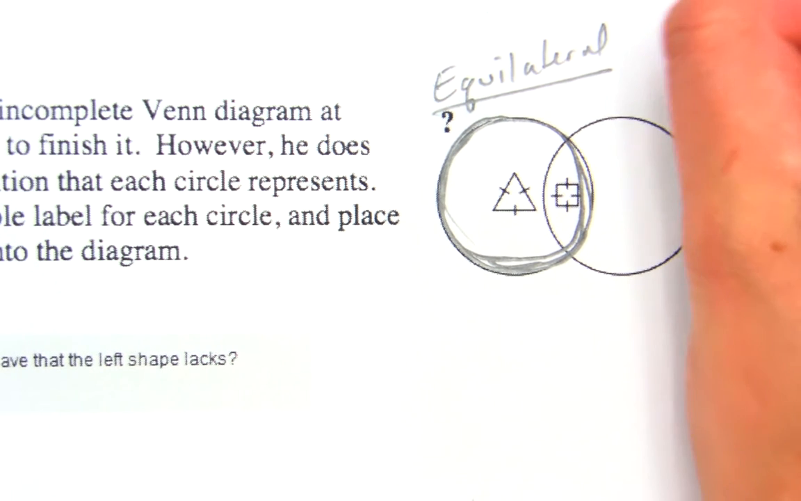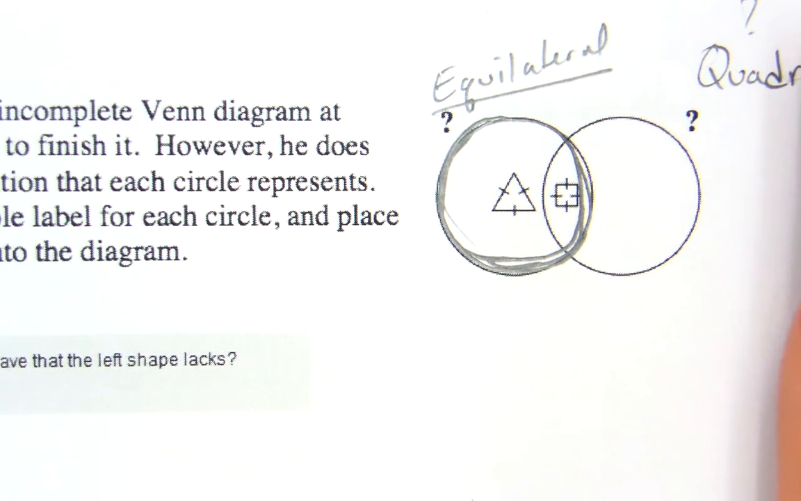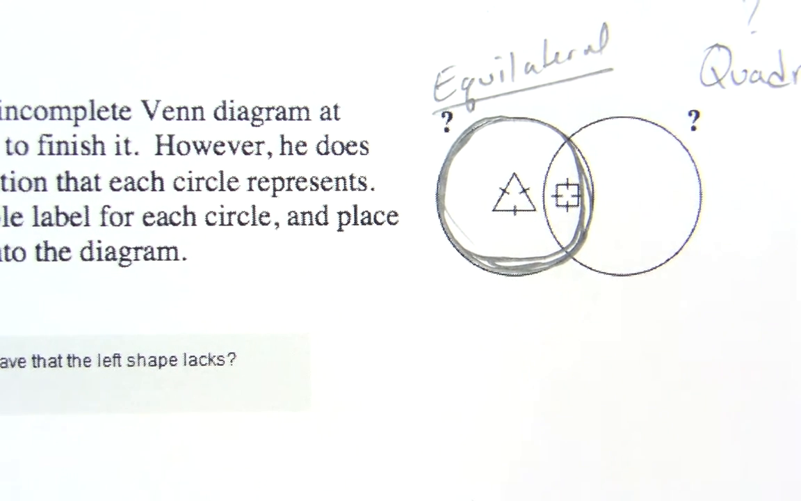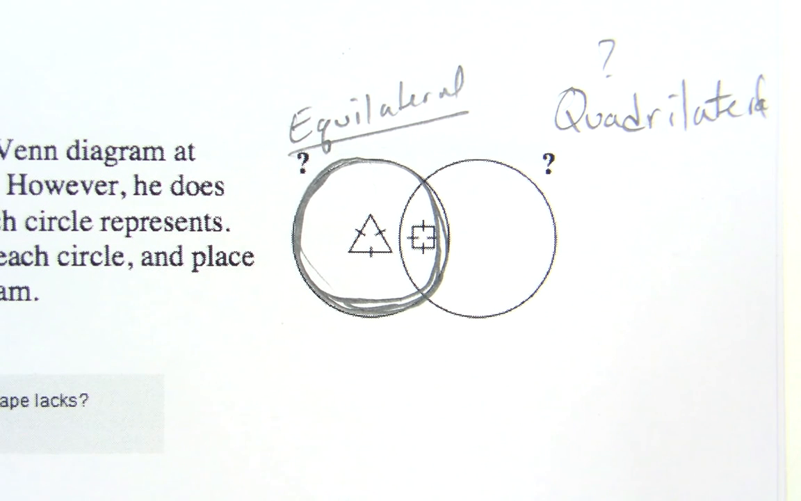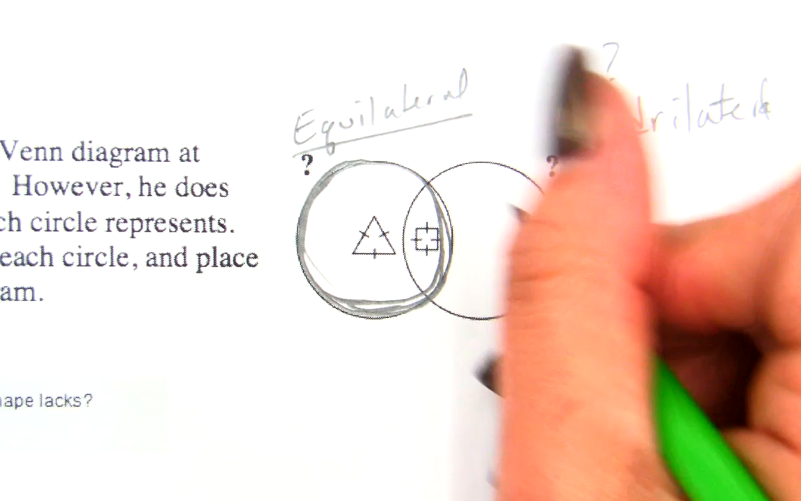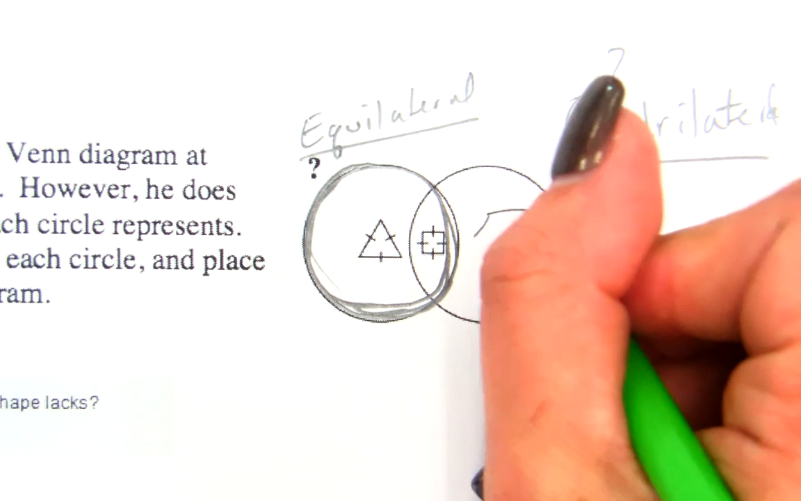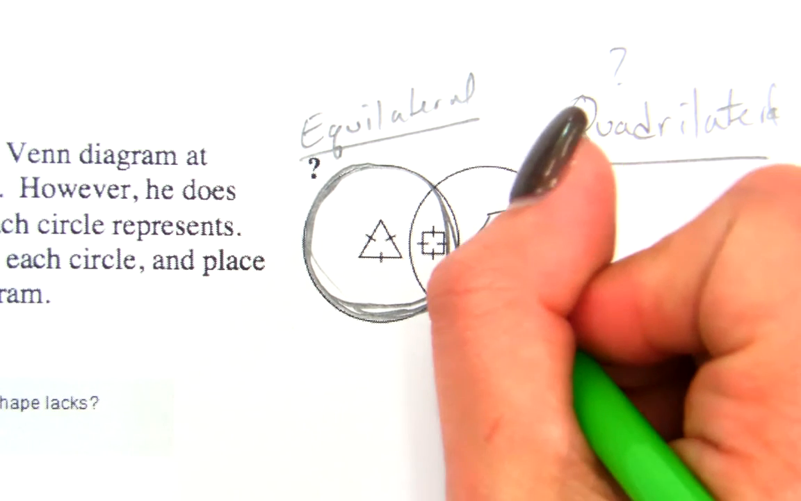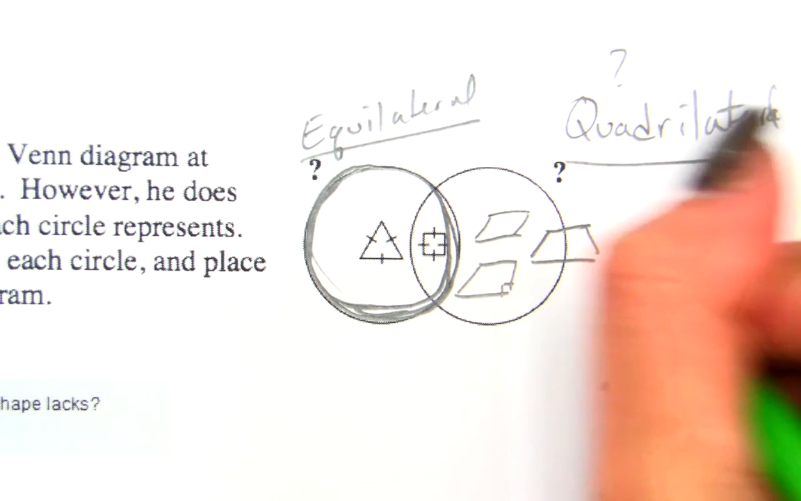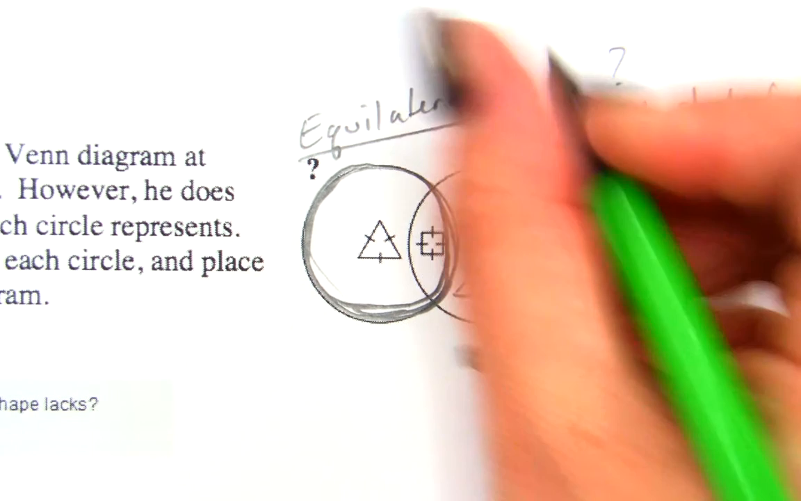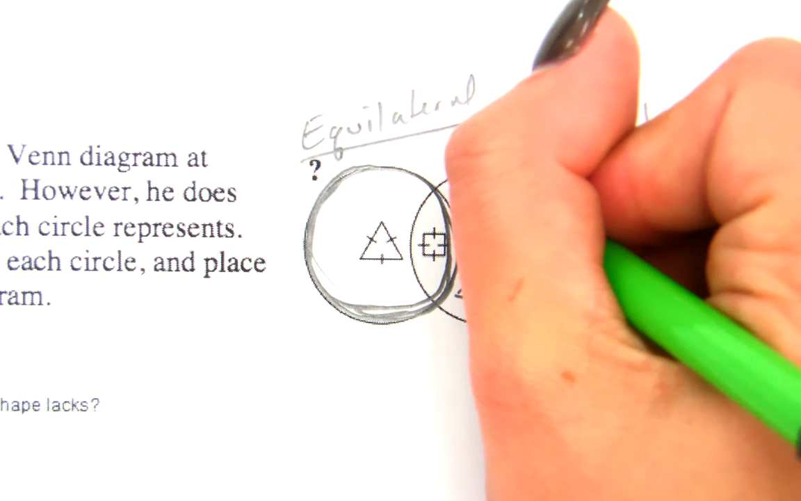Okay, let's say maybe a quadrilateral. So anything that's quadrilateral, any four-sided figure. What do we have? Trapezoids, parallelograms, right trapezoids, kites, diamonds.